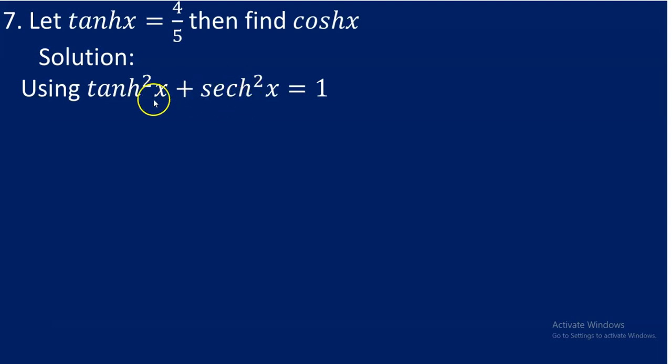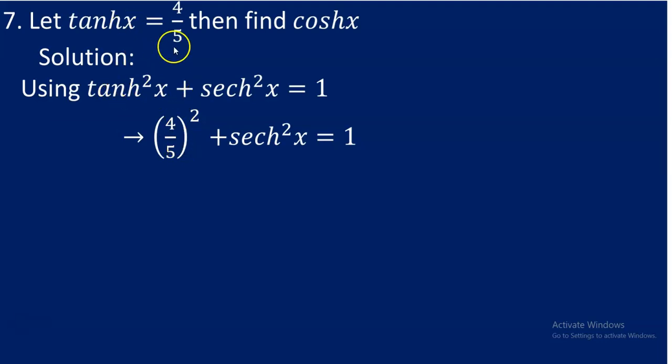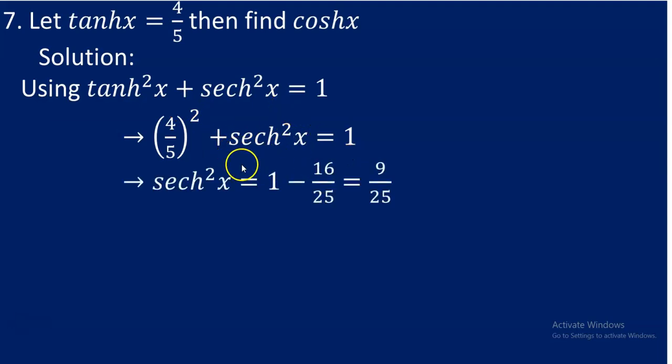As you are summing these two and simplifying it, you will finally come to this identity. From this identity, you can now solve for sech squared x. Just move this 1 to the right. Look, 4 over 5 is tanh of x, so square it as it has been written here. Sech squared x equals 1 minus 16 over 25.